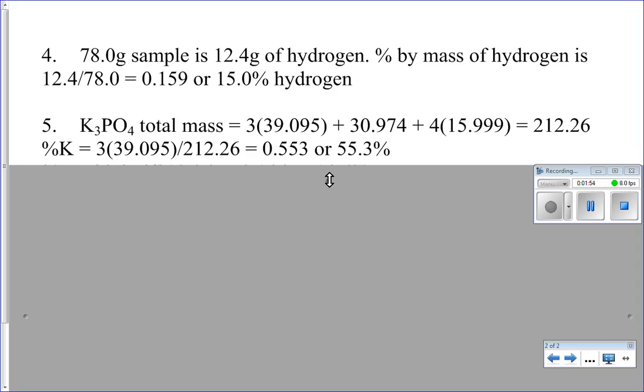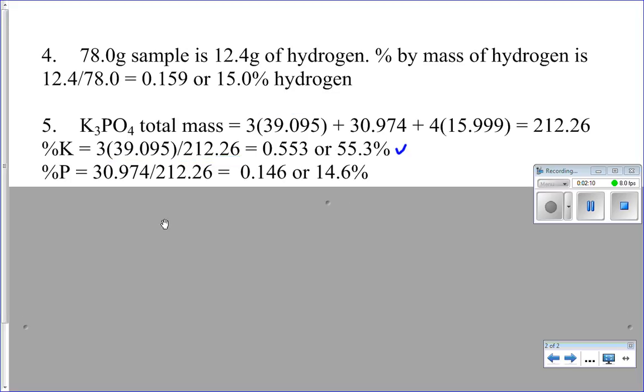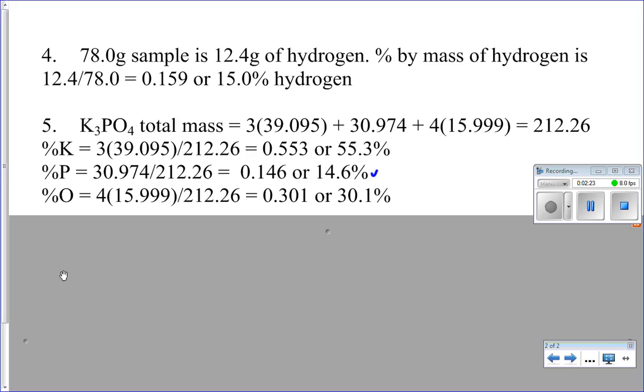So each one of them, the percent of potassium, would be just the mass of the potassium, same as up here, divided by the total mass. So for potassium, 0.553 or 55.3%. For phosphorus, the total mass of phosphorus, there's only 1, divided by the total mass of the whole compound, and that gives me 0.146 or 14.6%. And the percent of oxygen is the mass of all the oxygen divided by the total mass, and that gives me 0.301 or 30.1%.